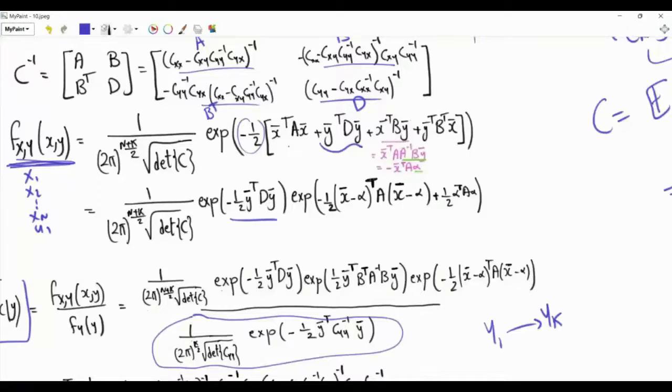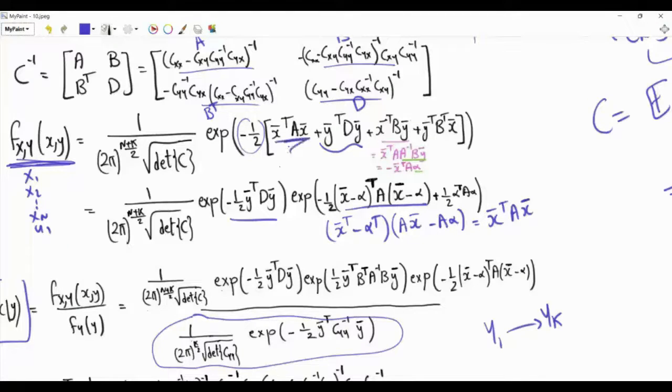Now we have three remaining terms. And what we will do is we will write this down as this quadratic form. So (x bar minus alpha) transpose A (x bar minus alpha). Let's expand this. So this is x bar transpose minus alpha transpose, and then A times this bracket is A x bar minus A alpha. And so if we multiply the brackets, we get x bar transpose A x bar.